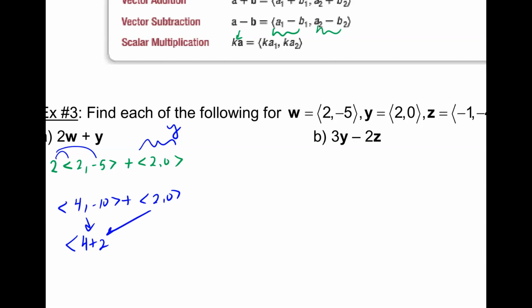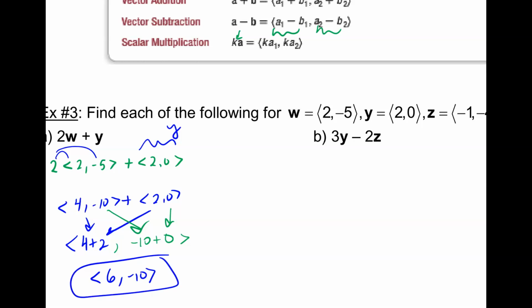I'm going to use a different color. Comma, negative 10 plus 0. So my overall vector is going to be 6 comma negative 10. Now let's try the next one.